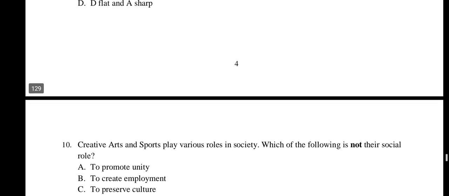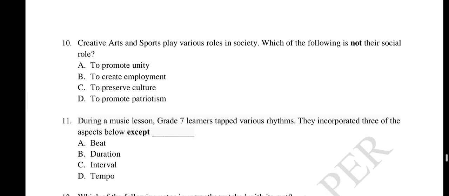D and B flat. Number 10. Creative arts and sports play various roles in the society. Which one is not a social role? So when we look at social role, we look at the community-wise, not monetary value. So to create employment, that one is economic.